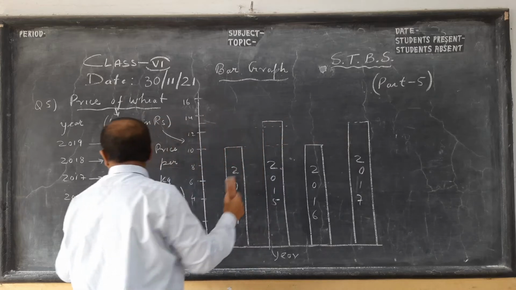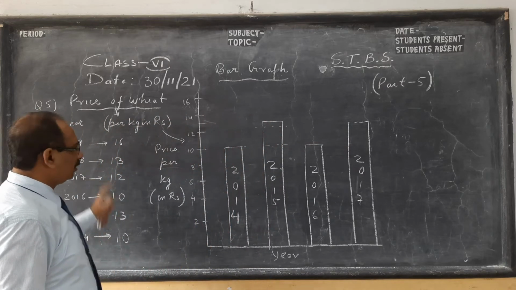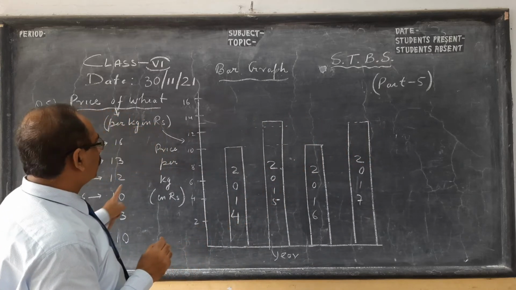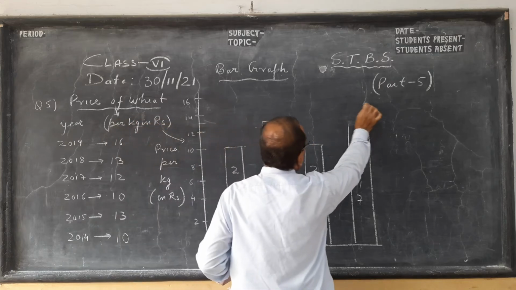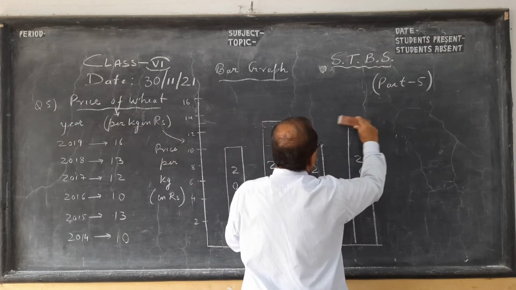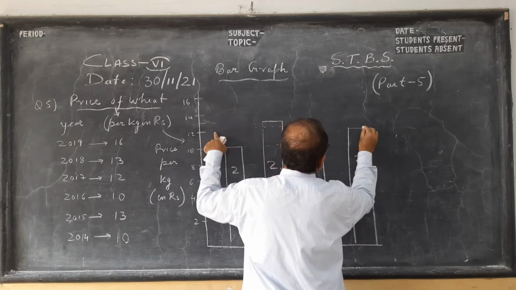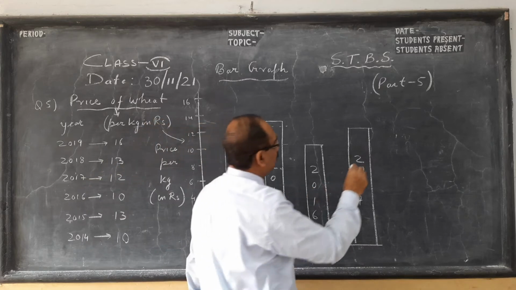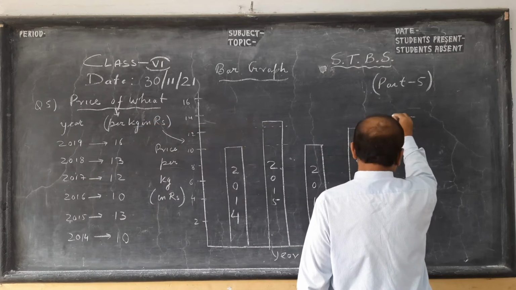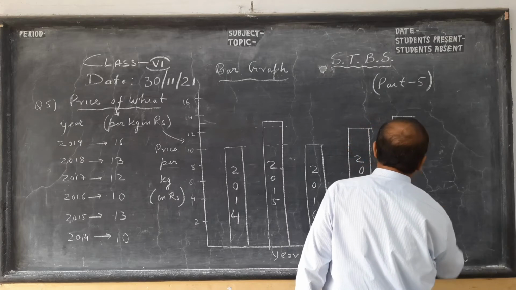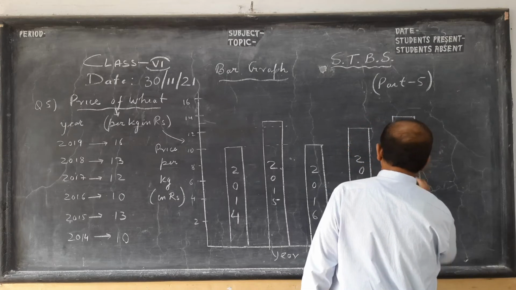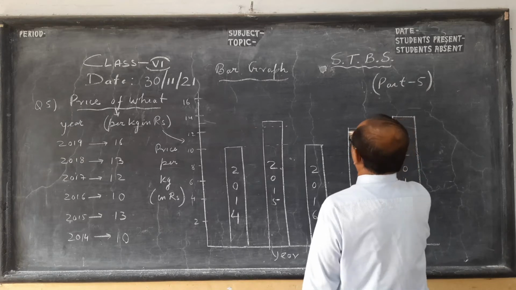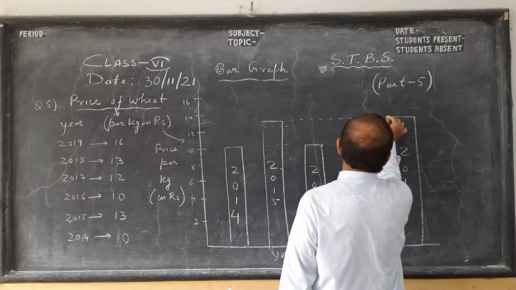Next, children, 2018 is again 13. So I have drawn it. This was 12, and 12 should have been a little shorter. 12 and 13 are looking the same. That's why you should use a scale. Next we see again it's 13. 2018 is 13. So this is almost the same height, if you see, children.